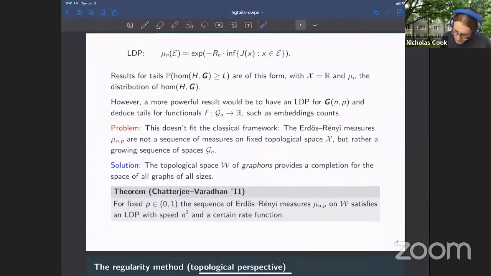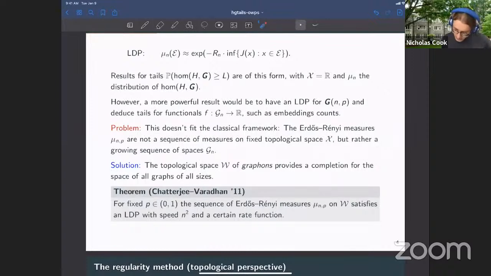This, as Amir mentioned at the end of his talk, doesn't fit the classical framework in our problem about graphs. So for our problem, it doesn't fit this framework because our underlying spaces are changing with n. So it's not just a sequence of measures, but it's a sequence of measures on a sequence of spaces. And so in the dense case, there's a nice way to still get a large deviations principle, which is to go to the space of graphons, which sort of provides a completion for the space of all graphs of all sizes.